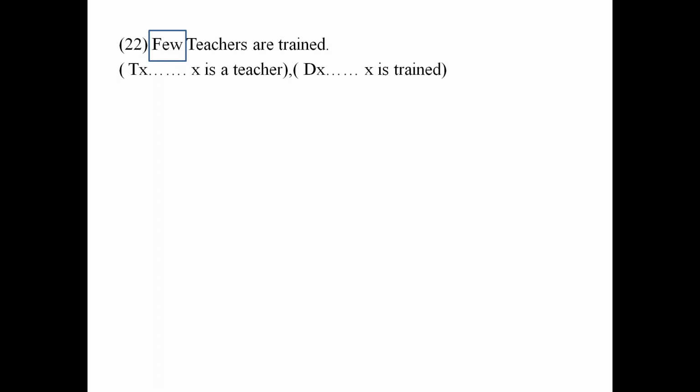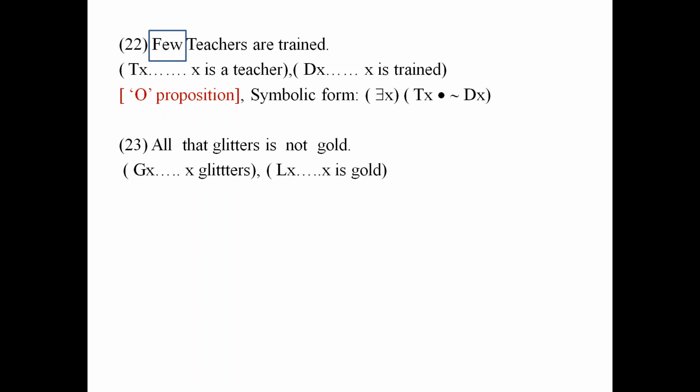Then we come to the 22nd, few teachers are trained, so the word few is used in it, so it's an O proposition. Existential quantifier phi x dot curl psi x. So replace phi by T, psi by D. So you will get the expression existential quantifier Tx dot curl Dx. So it's read as there is at least one x such that x is a teacher but x is not trained. Here you have to remember, for teachers and trained you cannot use the same predicate constant. So different predicate constants are given in the bracket.